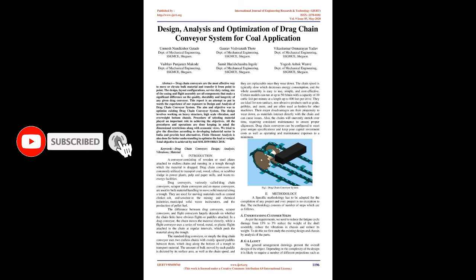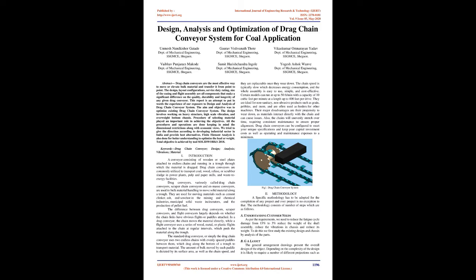They are used for moving materials such as cement clinker, ash, and sawdust in the mining and chemical industries, municipal solid waste incinerators, and the production of pellet fuel. The difference between drag conveyors, scraper conveyors, and flight conveyors largely depends on whether the chain links have obvious flights or paddles attached. In a drag conveyor, the chain moves the material directly, while a flight conveyor uses a series of wood, metal, or plastic flights attached to the chain at regular intervals, which push the material along the trough.